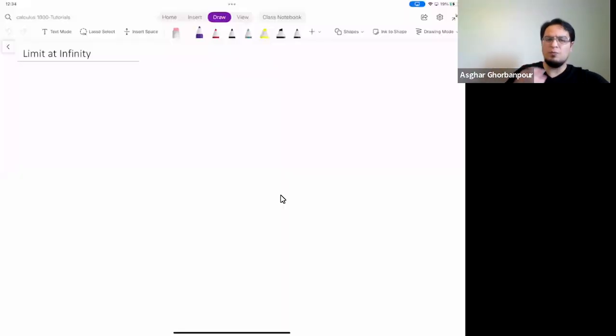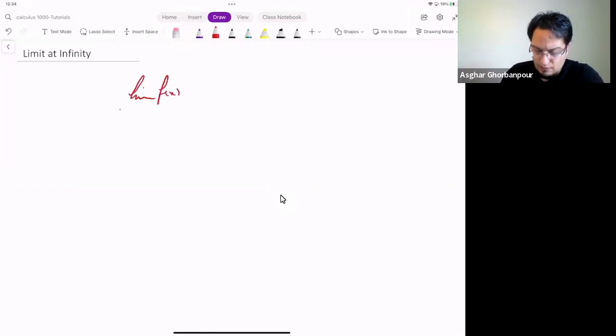Today I'll go over limits at infinity and see how they work, and then what a horizontal asymptote is. Limit at infinity means that, first of all, we denote it either by this or that.